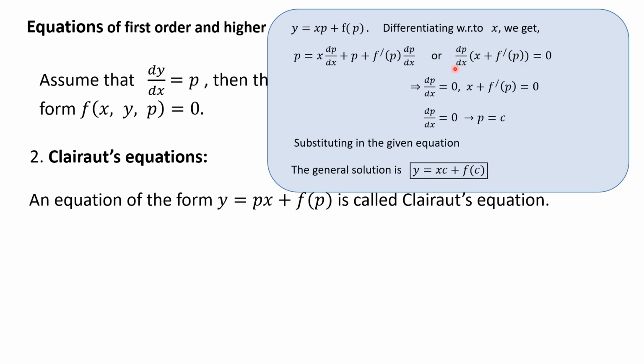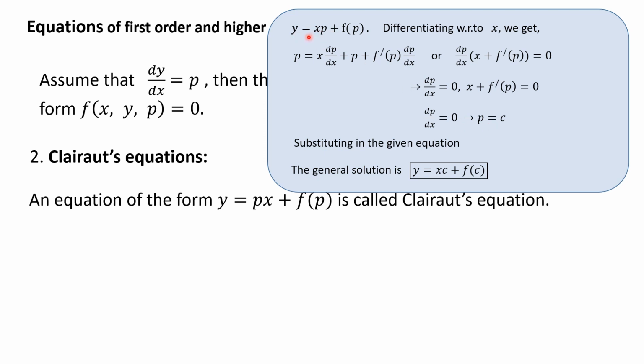So we have factorized it, so now we can have two equations. One is dp by dx equal to 0 or x plus f dash of p equal to 0. So this gives a solution. It is a first order first degree ordinary differential equation. So let me solve this. dp by dx equal to 0. On integration you will get p equal to c. As you know, once we get the solution, we have to eliminate p by using the given equation.